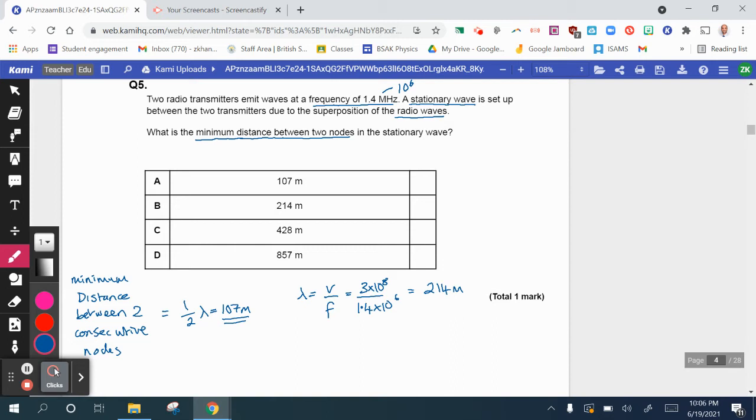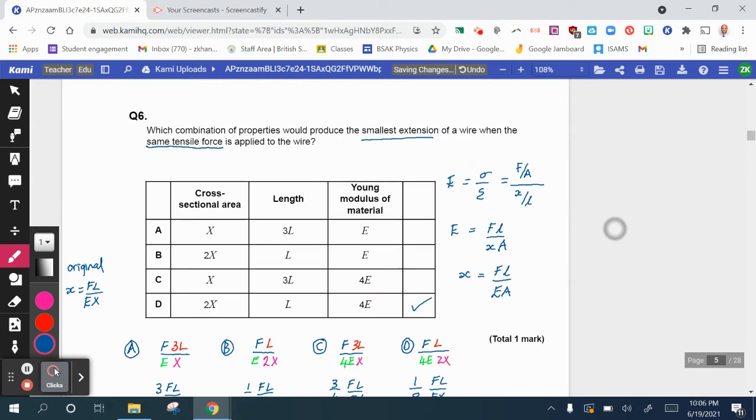Now you can see clearly 214 meters is there. However, that would be the wrong answer, because we are looking at the minimum distance between two nodes, and the distance between nodes is half a wavelength. So we have to halve that value, and there you go, that value is there as well. So read the question very carefully. Okay. So the answer to this question is 107 meters.